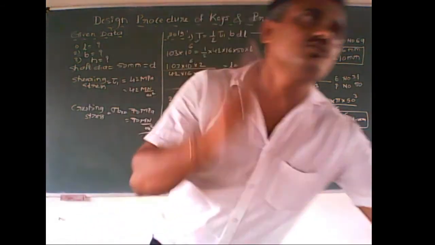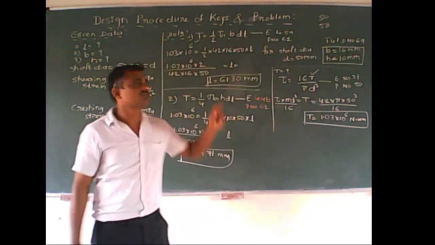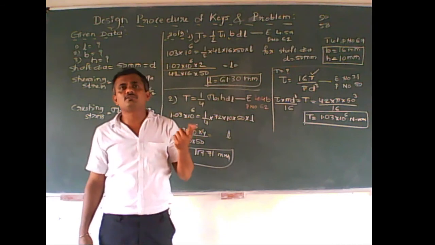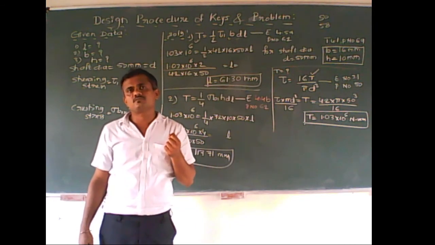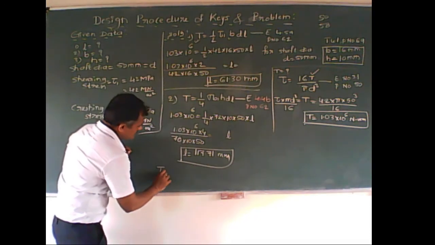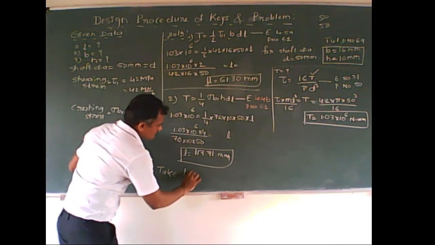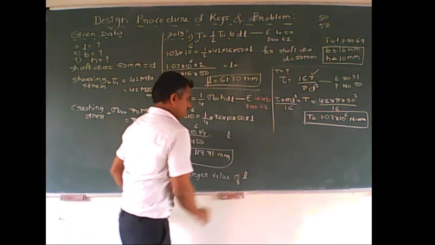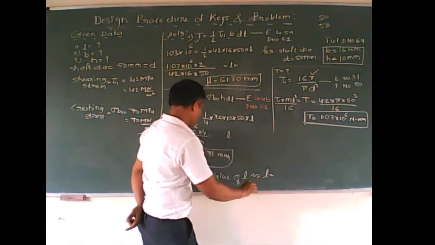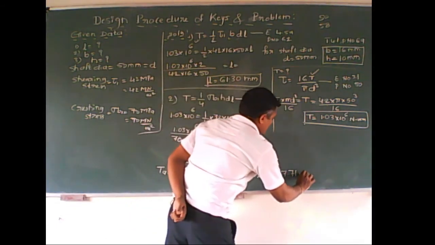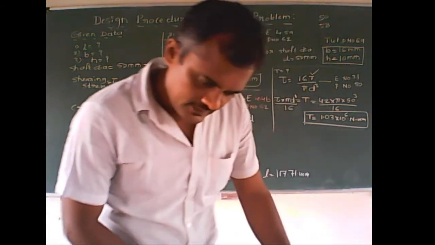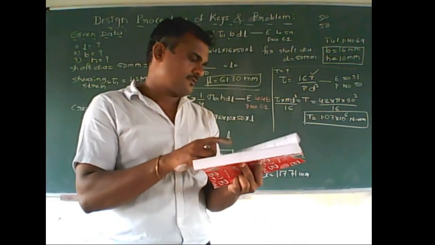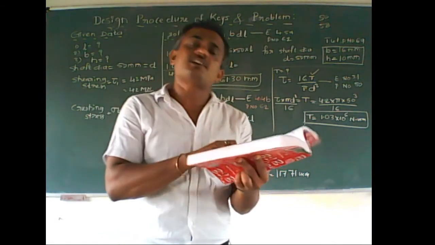Two values of L you got. One is 61, one is 117. Which length of a key will you prefer in your problem? Then take the larger value of L, as L is equals to 117.71 mm, and you can refer to table number 4.1 there, 4.1 for standard length of a key.